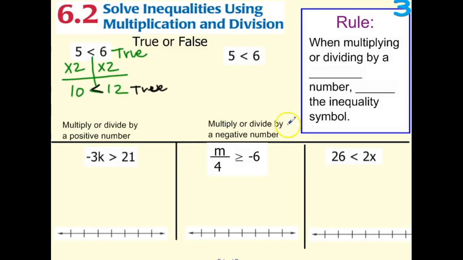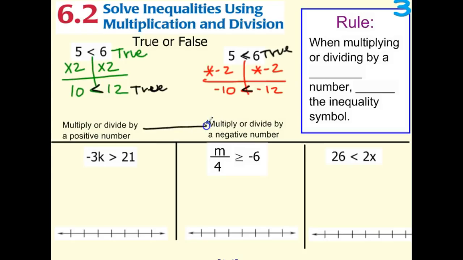But now it says multiply or divide by a negative number. Okay, I'm going to pick 2 again. I'm just going to multiply by negative 2. So if I multiply, 5 times negative 2 is negative 10. 6 times negative 2 is negative 12. Well, I know I started with a true statement. 5 was less than 6. Is negative 10 less than negative 12?